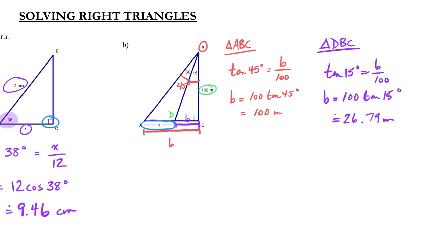So now our logic is going to tell us that to find X, if I take all the way across the bottom and subtract part way, then that has to leave me with the rest. So if I take my 100 minus my 26.79, that is going to give me a 73.21 meter distance. There we go. Okay, a little bit of problem solving right off the bat. But I think that should give us a really good gauge of where we're at with our trig.